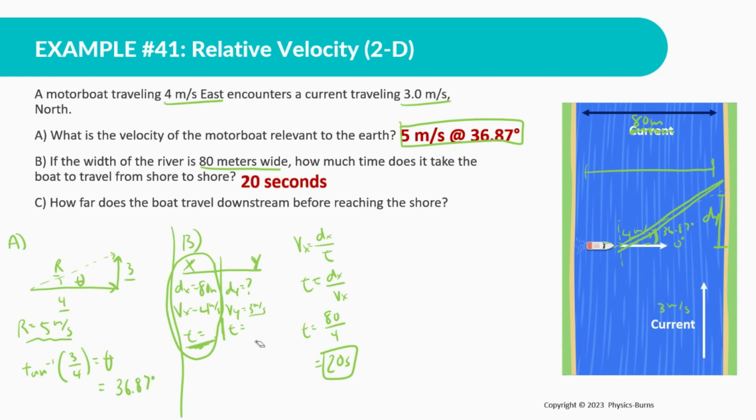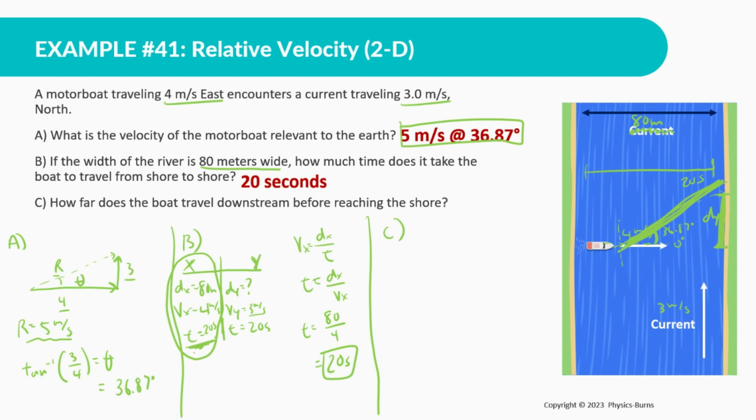What we should also know is this is for both the x and the y direction. As it's moving in the x direction and in the y direction, and it gets to the other side, it's going to take 20 seconds. Okay, part C is how far does the boat travel downstream before reaching the shore? That is asking for this distance in the y direction. That's how far downstream it's going to go when it reaches the other side.